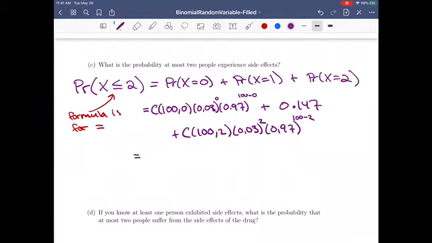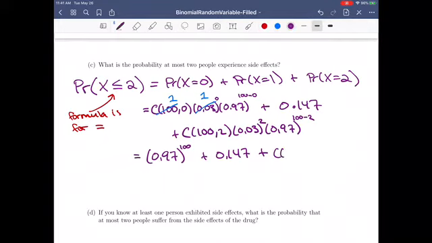Okay, so 100 choose 0 is a 1. Okay, so this is a 1. Anything to the power 0 is also a 1. So this first one is actually just 0.97 to the power 100. Okay, we already did the 1 case.